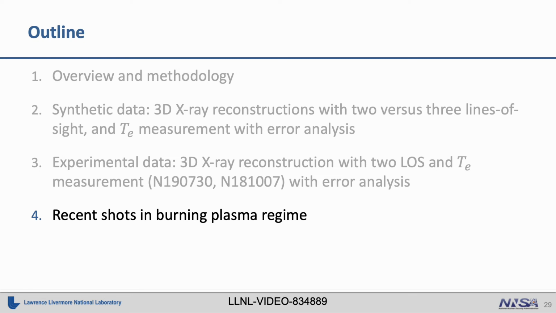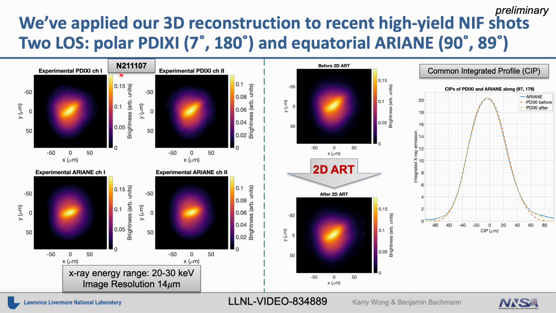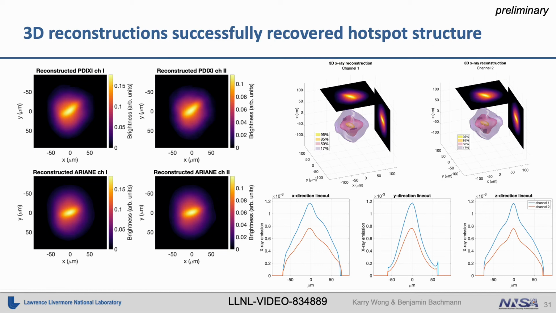Finally, I would like to present to you the 3D TE measurement result from a recent shot in the burning plasma regime. Here is a shot from last year, November. We have two lines of sight, one at the pole and one on the equator, and two different energy channels. The left column is one energy channel. The second energy channel is the right column. We apply the 2D ART to match the CIP. The X-ray energy range here is from 20 to 30 keV.